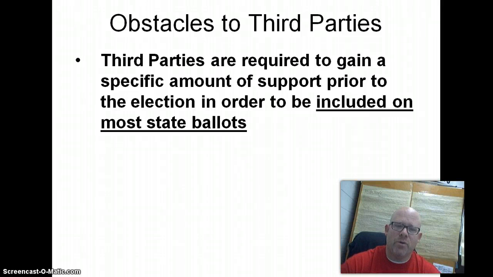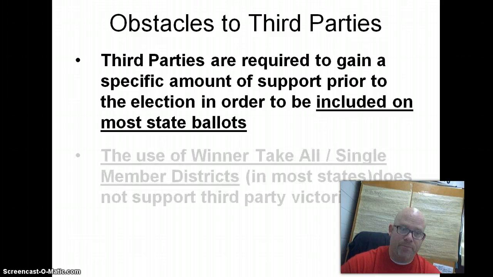All right, obstacles to third parties. In almost every state, third parties are required to gain a specific amount of support prior to an election in order to be included on the state ballot. This could be 10,000 signatures. This could be 20,000 signatures. Again, we're talking about petitions statewide. Some states have rules on showing support across the different voting districts. So a third party with limited funds, limited name recognition, and limited volunteers is going to have a hard time making sure that they get on all the ballots. Republican and Democratic candidates automatically make it onto the ballot. Third-party candidates have to work for it.